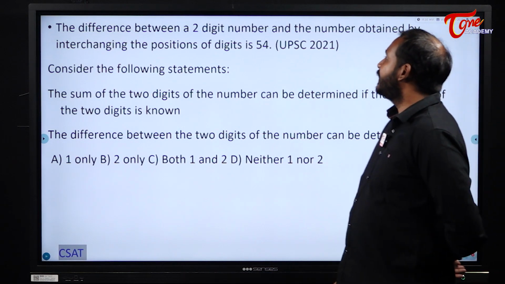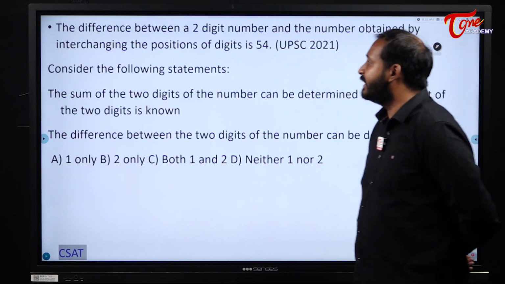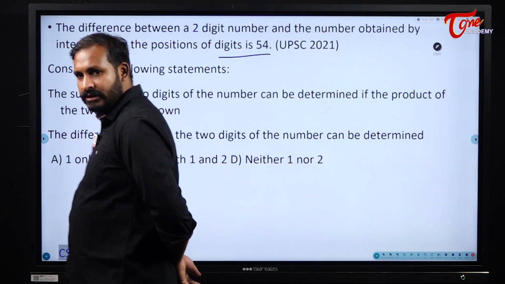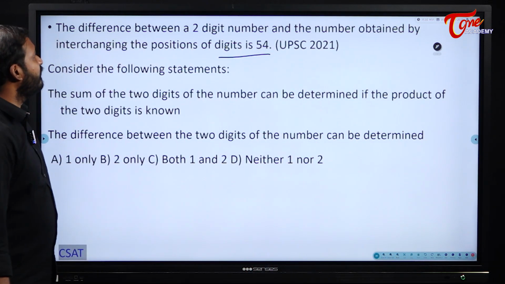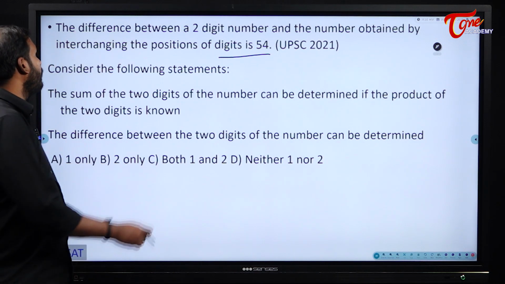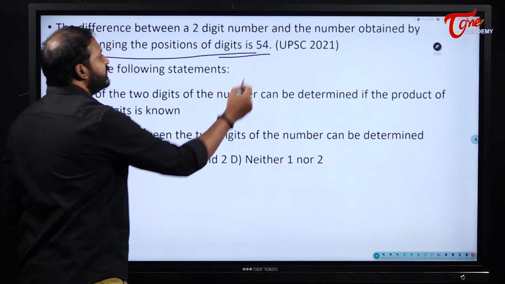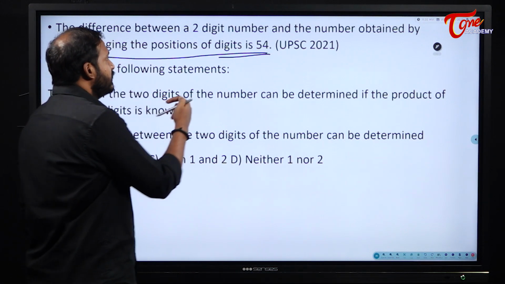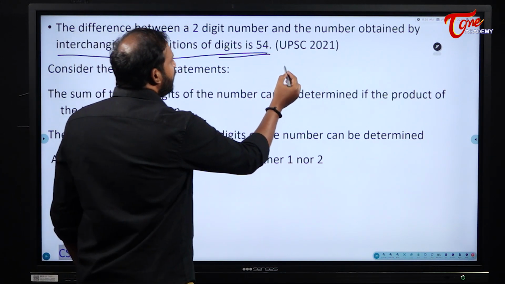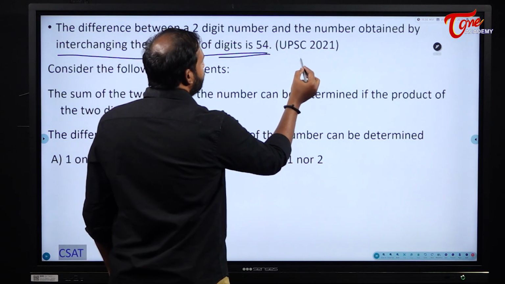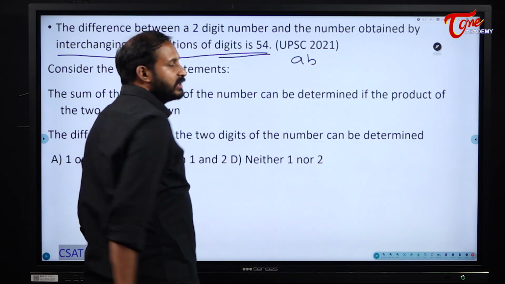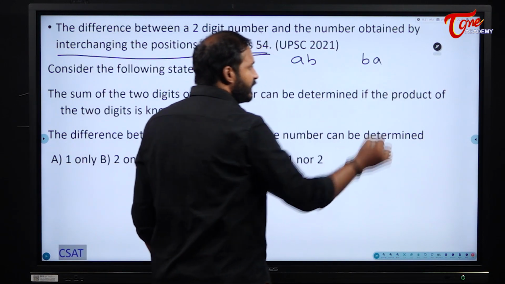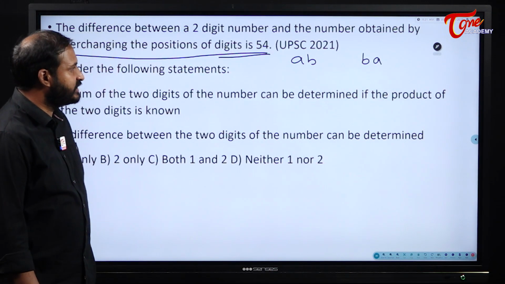The difference between a 2-digit number and the number obtained by interchanging the positions of its digits is 54. That means let us assume the number is AB. When I interchange its positions, what does it become? BA.